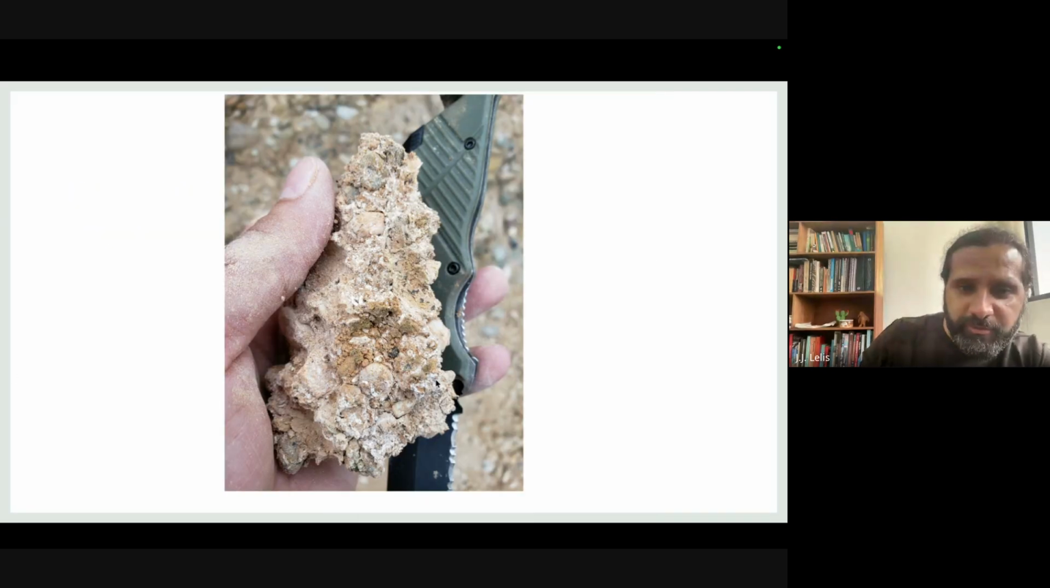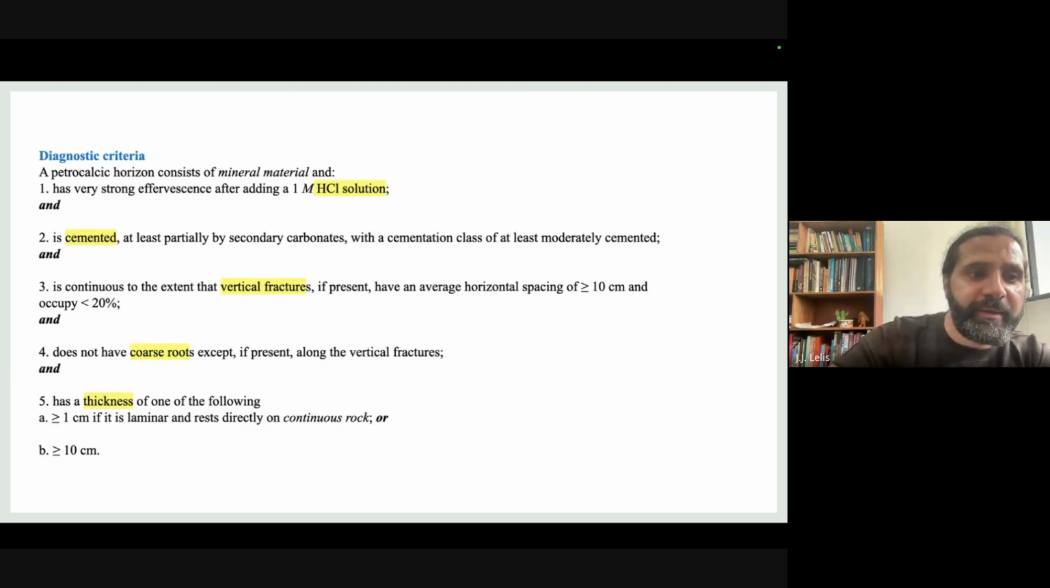And you already saw this picture because we saw the same horizon in the soil taxonomy, the petrocalcic horizon, expressed by cementation by calcium carbonate. And we have a strong effervescence reaction after addition of some hydrochloric acid. So if I drop some hydrochloric acid on this horizon, I will see some reaction, some bubbles. This horizon should register cementation by secondary carbonates. I can see in some cases some vertical fractures.